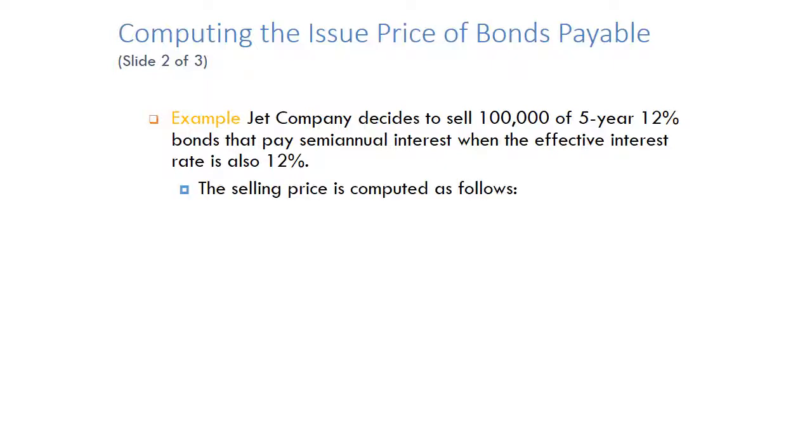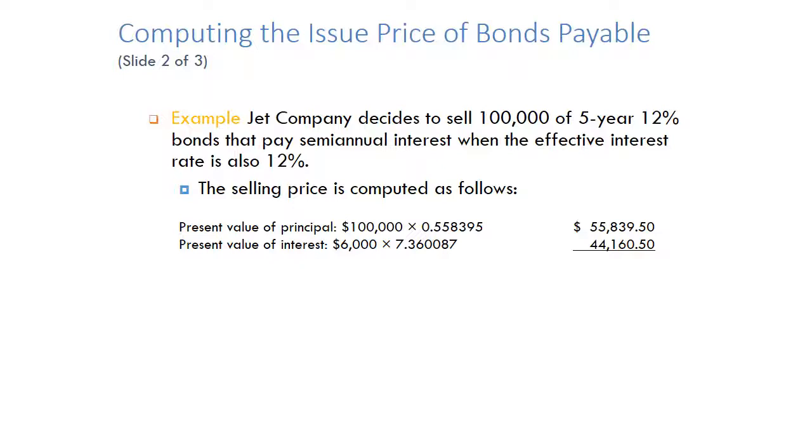Here's how we compute the selling price. We determine the present value of the principal. If you draw a timeline, you want to know what's today's value of that one-time payment at the end of 5 years. And you use the market or effective interest rate to determine the discounting. You would use 6% in this case and 10 as your N. Why? Because you base it on the number of interest payments, and remember, when interest is paid more than once a year, you have to divide by the number of times a year. So twice a year, 6%.